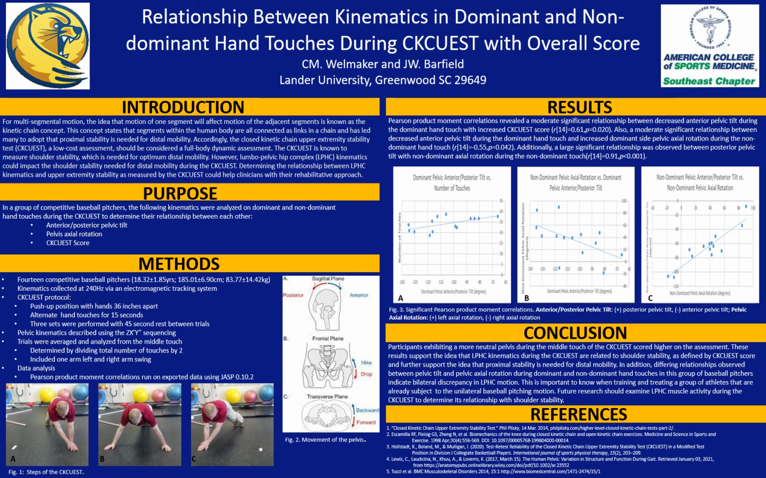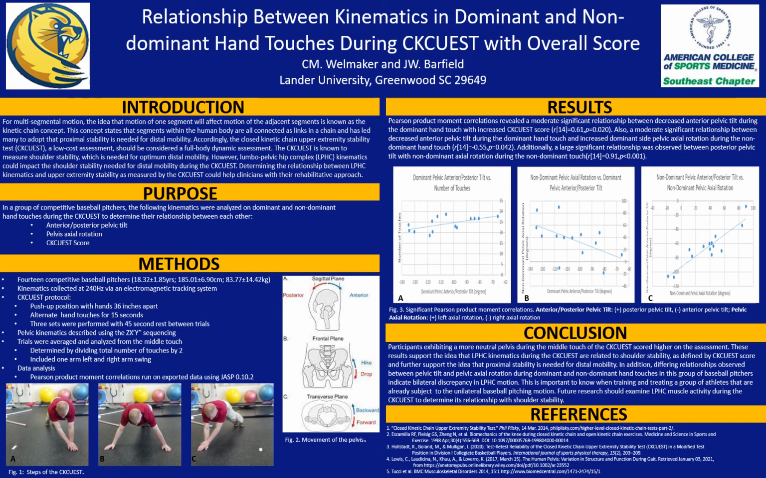For this research, we took a population of competitive baseball pitchers and followed their kinematics during a dominant and non-dominant hand touch during the closed kinetic chain upper extremity stability test. We looked at the anterior, posterior pelvic tilt, axial pelvic rotation, and closed kinetic chain upper extremity stability test score. Our participants were 14 competitive baseball pitchers who are around the collegiate age, and kinematics were collected using the electromagnetic tracking system.